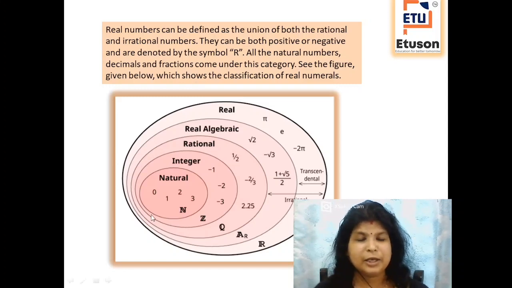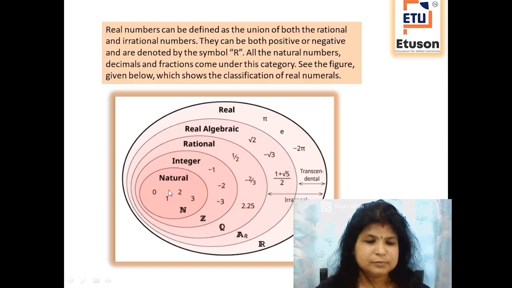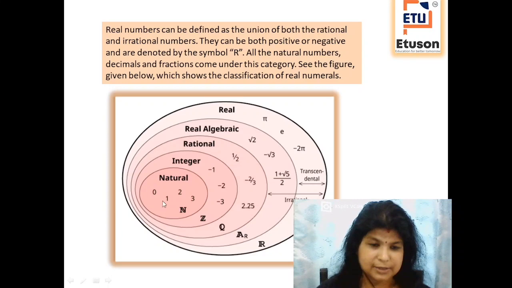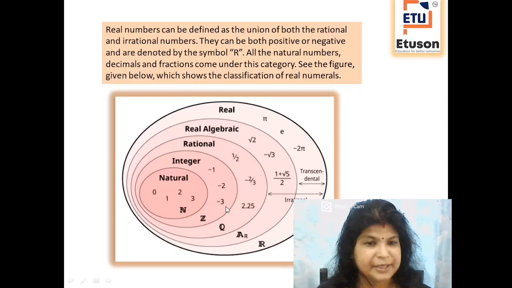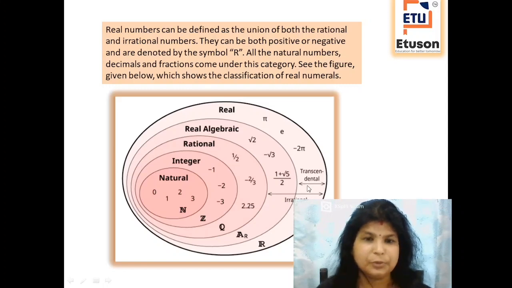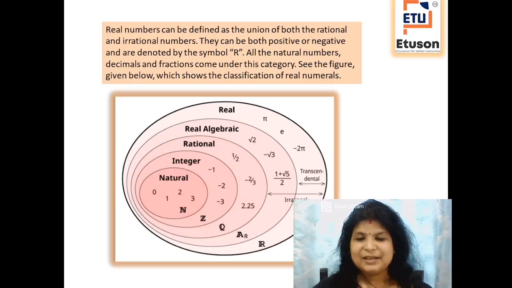In the Venn diagram, here you have your natural numbers, just at the middle. Then the natural numbers are a part of integers. Integers are part of rational numbers, and rational numbers along with irrational numbers are part of your real numbers. Hope this Venn diagram gives you the overall picture of the entire number system. So now hope the concept of number system is clear to all of you.